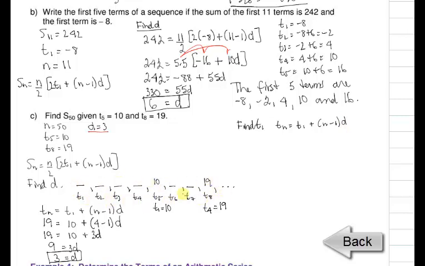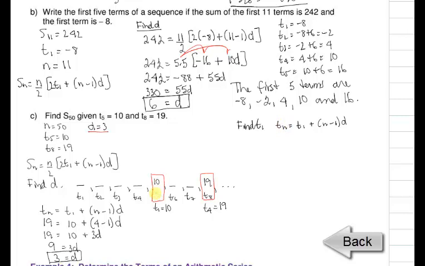So I can either take the 10 as being t5, or I can use the 19 as being t8 and use that in this formula to find out what t1 is. But I'm going to go with the smaller number. I'm going to use the 10 and the t5. So if I use the 10 and the t5, then my t subscript n is going to be my t subscript 5, so 10.